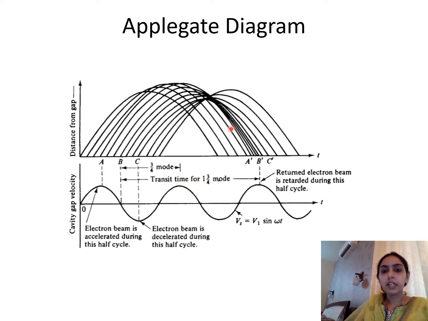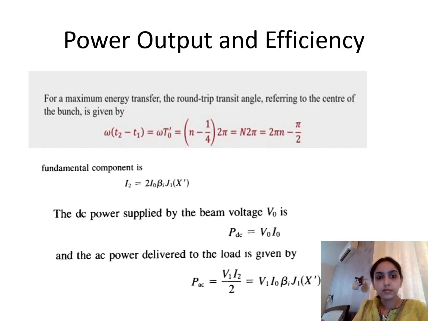So from this Applegate figure, we are going to make the analysis for the power output and efficiency of the reflex klystron. From the Applegate figure, we can understand the round trip transit angle for maximum energy transfer, referring to the center of the bunch. We know the equation for the round trip transit angle theta is given as omega into T0 dash. Here T0 dash denotes the DC transit time for the electron. So theta is omega T0 dash, or omega times T2 minus T1, where T2 minus T1 is the round trip transit time for the electron.